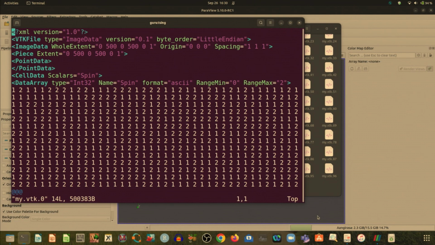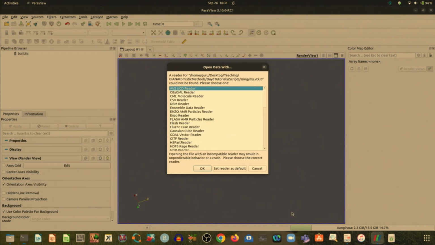The top line says XML, right? Okay. So, now I know that. Is there an XML reader here? There is an XML image data reader. This is the reader I have to use. Even though I set this reader as default, it does not work, which is good because I can show you how it works.